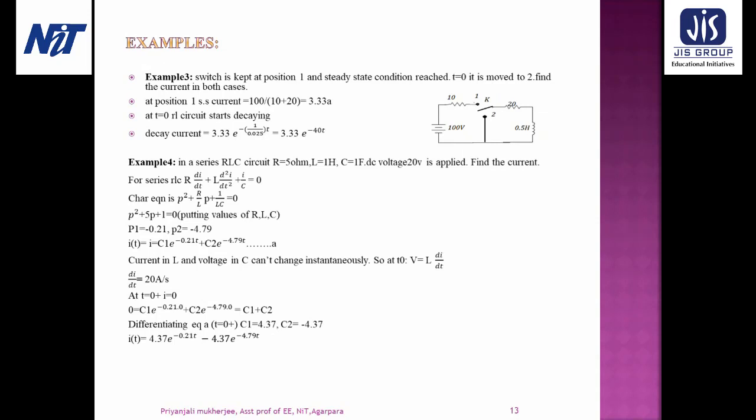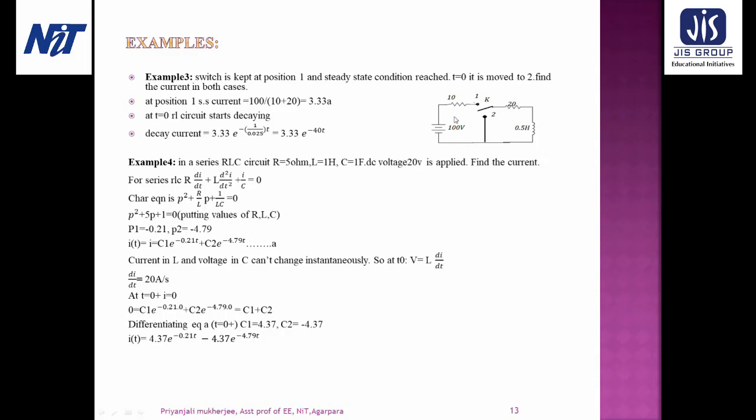Let us take another example. Here the switch is kept at position 1 and steady state condition is reached. At t equal to 0 seconds, it is moved to position 2. We need to find the current in both cases. At position 1, the steady state current is 100 divided by the overall resistance, that is 10 plus 20, because these two are in series. So it gives the current 3.33 ampere.